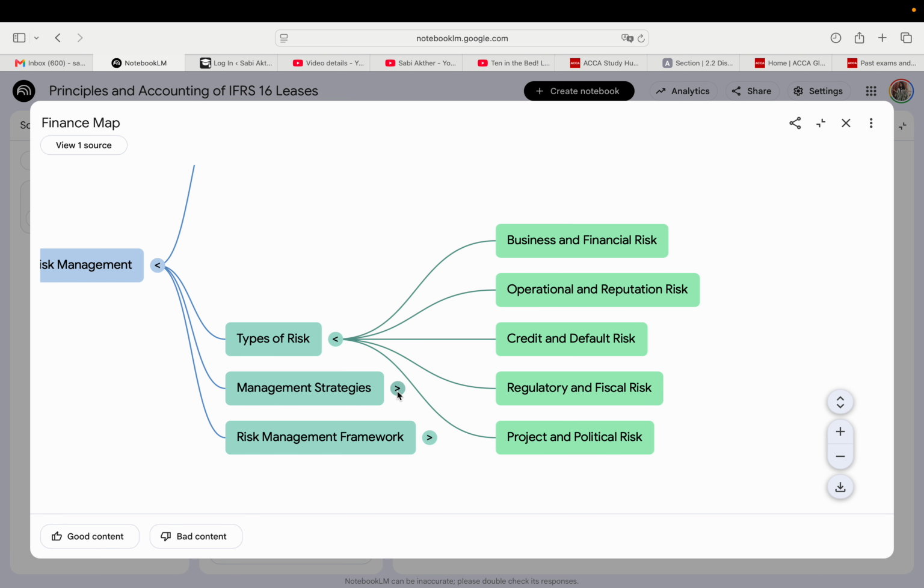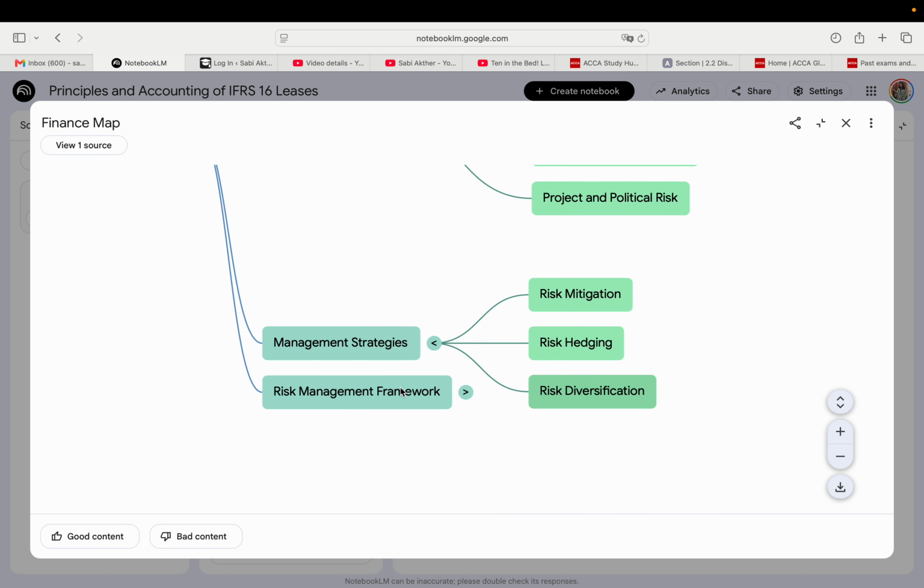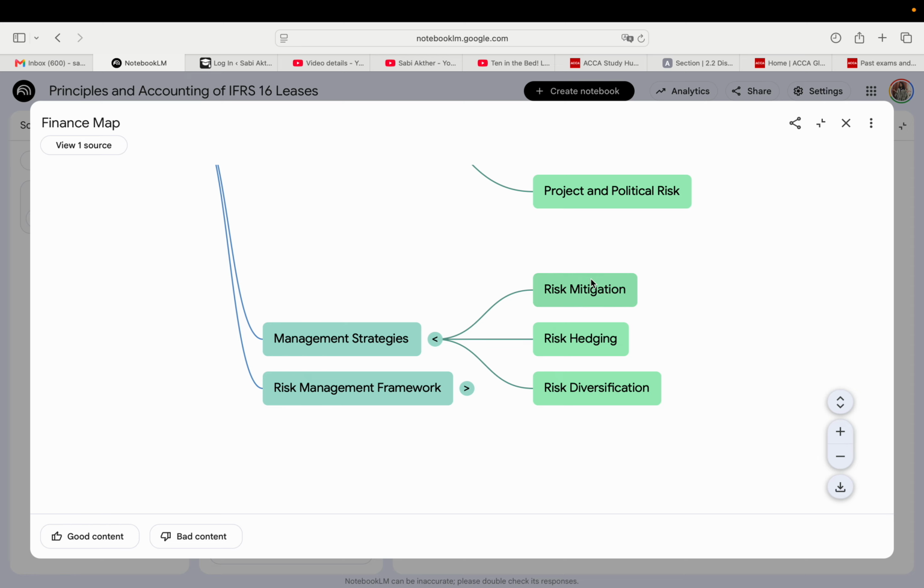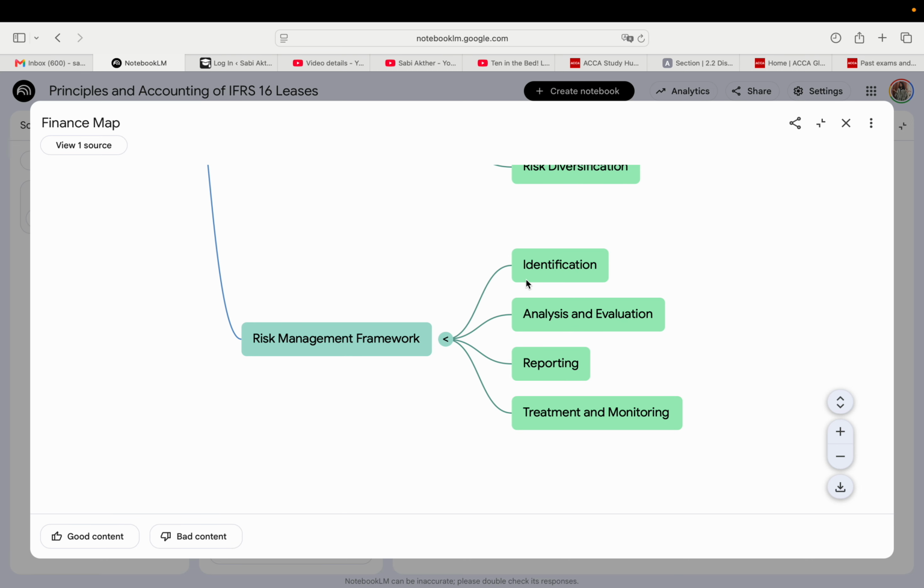Right now, management strategies. So these are the strategies. We will find what are the difference between these 3. 1, either mitigate the risk, hedge the risk, or diversify the risk. So we'll go through these terms. And finally the models. So this is a model where you have to identify the risk first, analyze the risk, and report the risk, and then monitor the risk, do the appropriate treatment and monitor. So what are those appropriate treatments? You will only get to know when you go and purchase and watch my lecture 1.